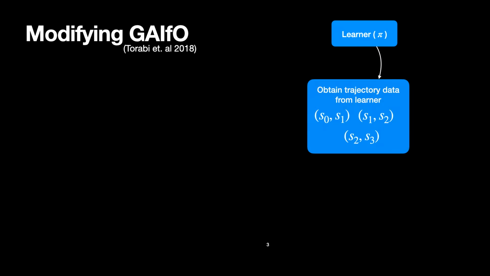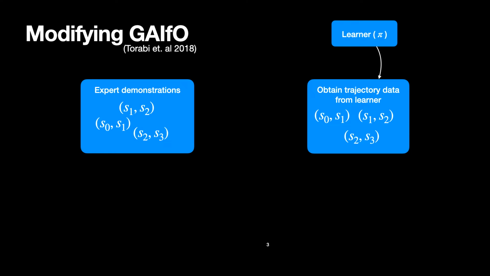We derived Xylem by modifying GIFO, an adversarial imitation learning algorithm. In the discriminator training phase of GIFO, we first obtained some trajectory rollouts from the learner's policy pi. Then, we obtained state-next-state pairs from those rollouts. We also obtained state-next-state pairs from the expert demonstrations, and then we trained a discriminator to distinguish between data from the expert and data from the learner.